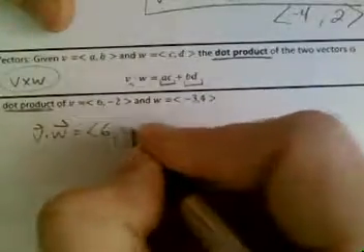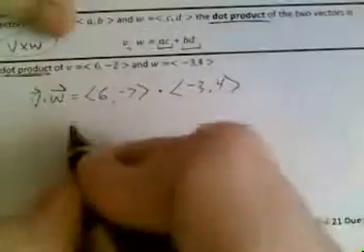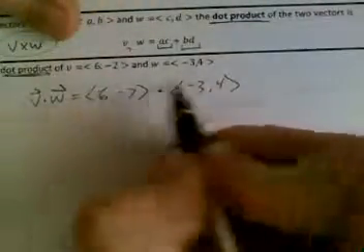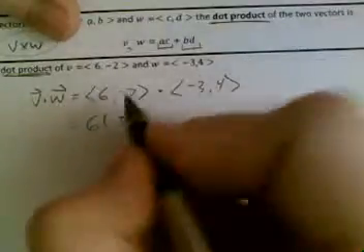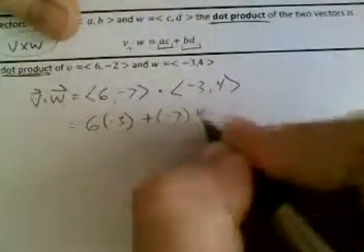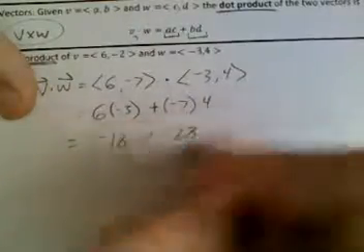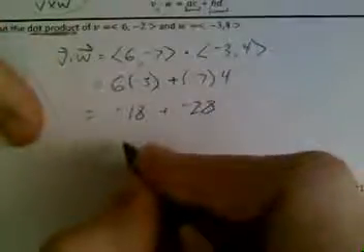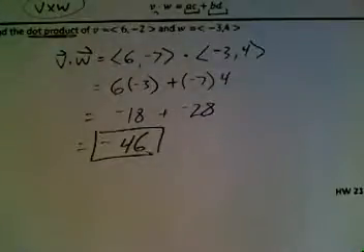So, what's the dot product? The dot product is 6, negative 2, dotted with negative 3, comma 4. I multiply the x coordinates, 6 times negative 3, and I add that to the y coordinates multiplied. So this is a negative 18 plus a negative 28, which is the same thing as negative 46. That's it.